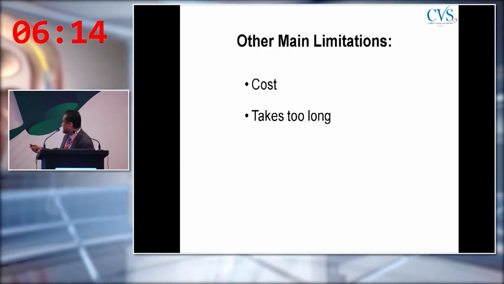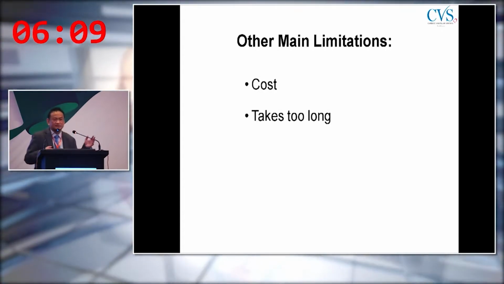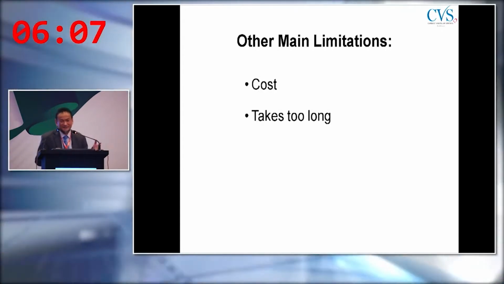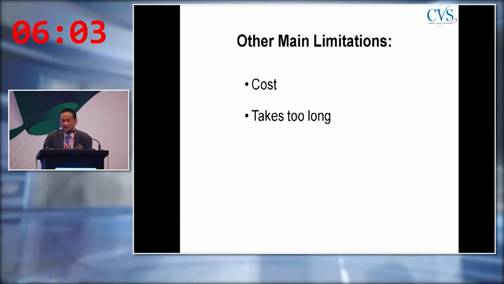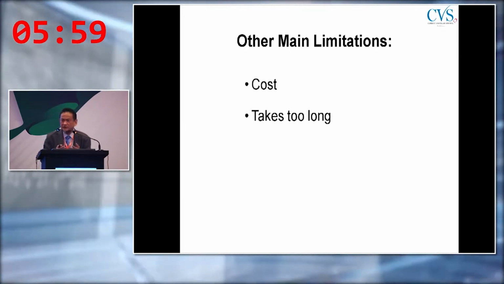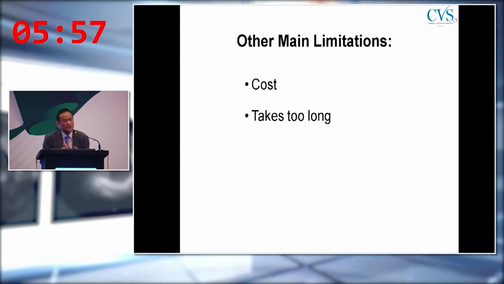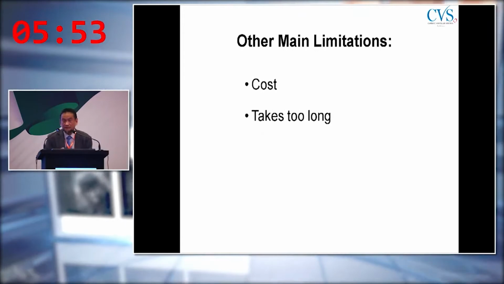Now, the other main limitation is the cost. Nadim always tells me cost is more expensive than DES. Yes, it is an issue there. And then it takes a much longer time. And I tend to agree, because here you don't put in the stent. You're treating it like the old days of POBA. You've just got to be patient and you've got to wait for a much longer period of time.